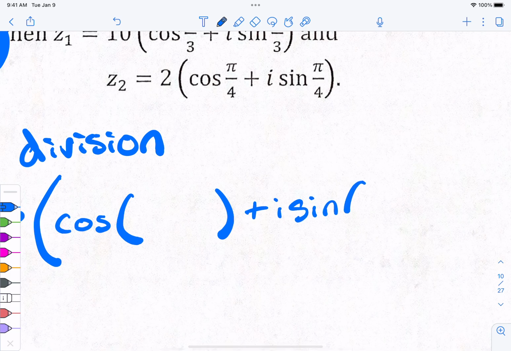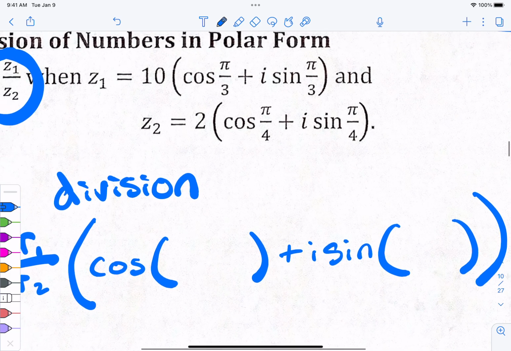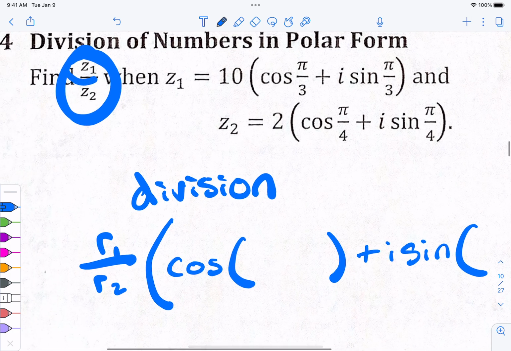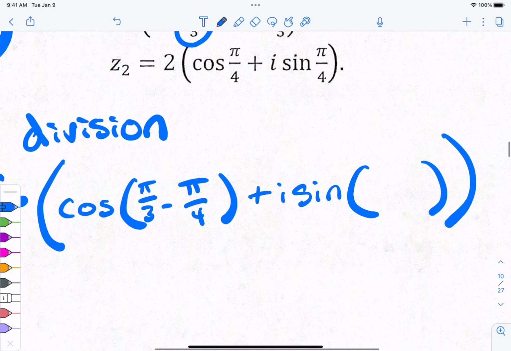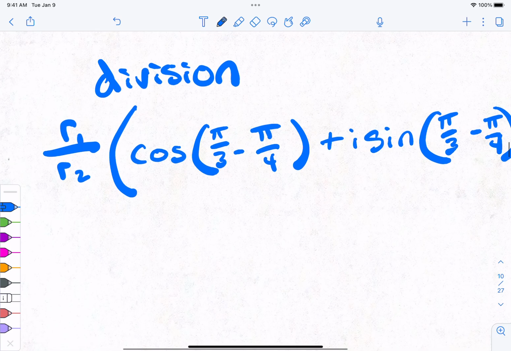What do you think you're going to do with those thetas? You're going to subtract. Okay, which one minus which one? Theta 1 minus theta 2, whichever one you say the top one is. So if they put Z1 on the top, that means pi over 3 has to be subtracting the pi over 4, right? Do you see how that works? Pi over 3 minus pi over 4. Okay, now let's go ahead and do that.